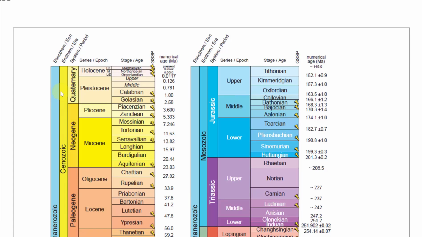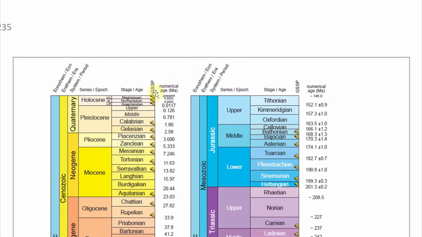So eon is on the left one, and then there's series or epoch, stage or age. And this is eonothem, and this is erathem in the system. I'll just call it era and eon. I think it's the longer version of it. And then there's system or period, I'll call it period. So eon, era, period. Then we have epoch or series, stage or age.